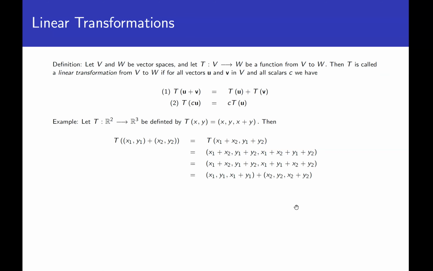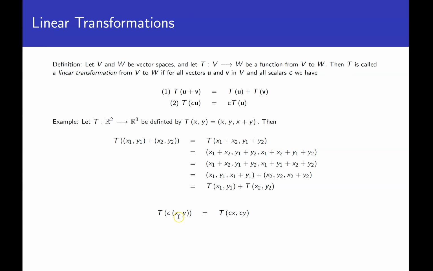I can split that into the sum of two vectors. Not too hard to see, right? Just taking the first parts off and taking the second parts off and splitting it into two vectors. And we really do see that that's the output for the first vector and the output for the second vector added together. So we really can distribute, if you will, the transformation over the sum. Let's check the scalar multiple as well.